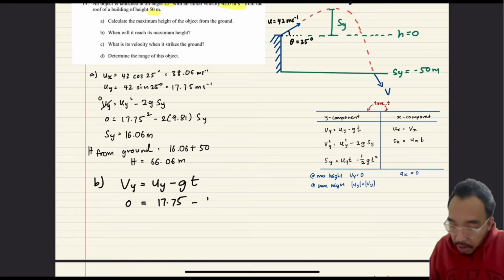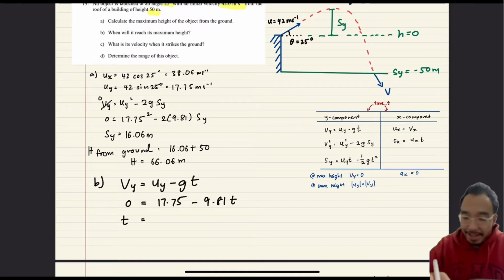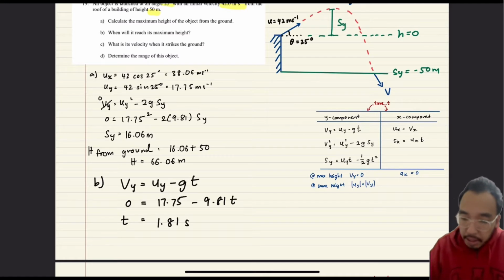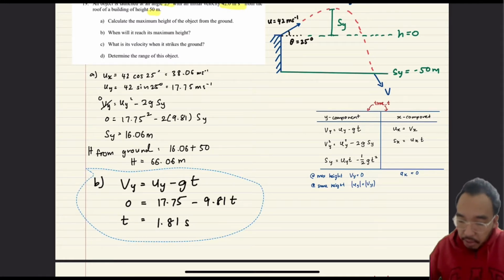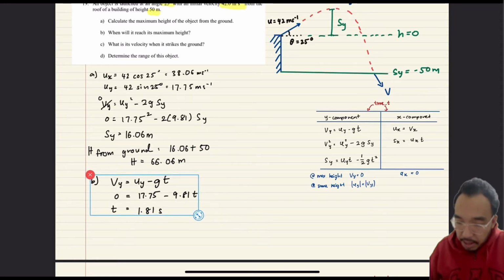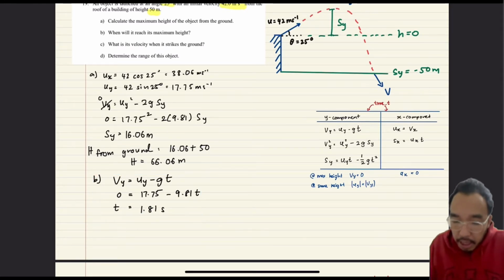Okay, so Vy is equal to 0, Uy is equal to 17.75, divided by 9.81. You get straight away, I got 1.81 second. Again, I'm gonna make this one a little bit smaller. Okay, so that's the answer straight away. Okay, A and B is finished.